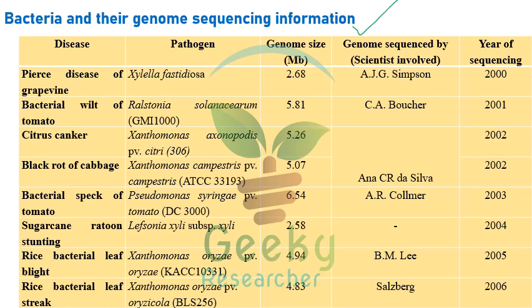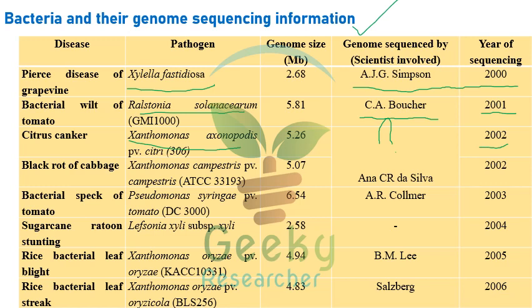So first one is Pierce's disease of grapevine, that is Xylella fastidiosa. This is the first plant pathogenic bacterium to be completely genome sequenced, by A.J.G. Simpson in 2000. The next one is bacterial wilt of tomato, that is Ralstonia solanacearum, genome sequenced by C.A. Boucher in 2001, and citrus canker, Xanthomonas axonopodis pathovar citri, and I have no idea who actually genome sequenced this. Please, if you guys know, let me know by commenting in the comment box. It was sequenced in 2002.